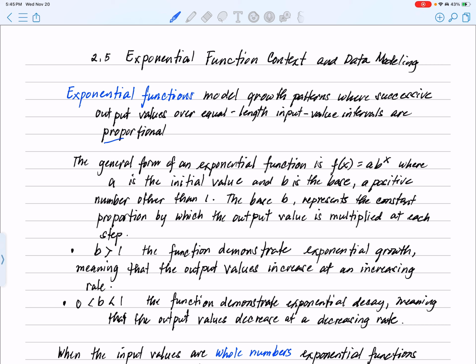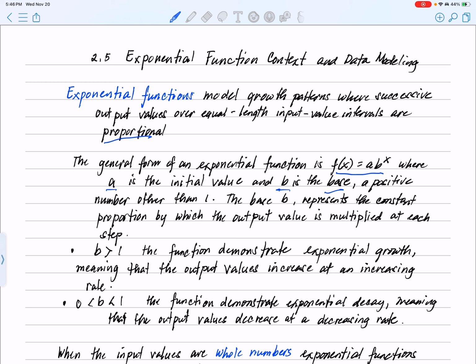As a reminder, the general form of an exponential function is f of x equals a times b to the power of x, where a is the initial value and b is the base, a positive number other than 1. The base represents the constant proportion by which the output value is multiplied at each step. So these are the conditions.